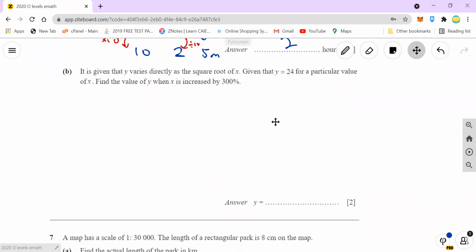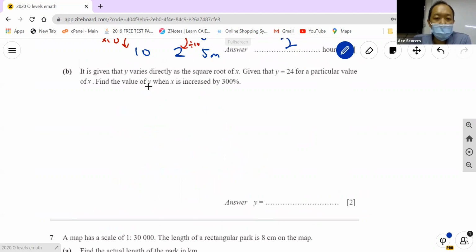Okay, so it's given that y varies directly as the square root of x. So the first thing is to be able to come up with a formula: y equals k square root x. So given that y equals 24, now this is a simple variation. No, sorry, I spoke too soon. It's increased by 300%. Hate it. So y equals 24 for a particular value of x. So 24 equals k square root x.